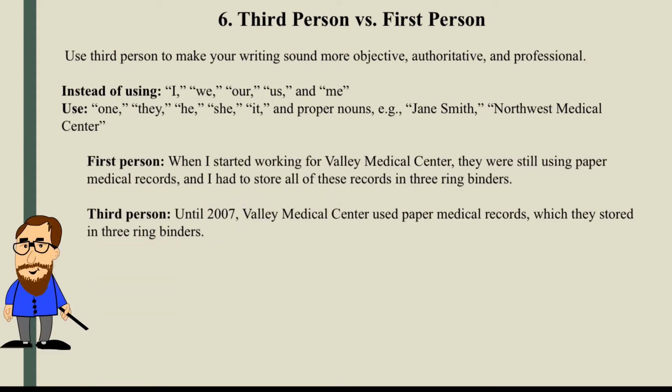If you take a look at this example here, the first person says, when I started working for Valley Medical Center, they were still using paper medical records, and I had to store all these records in 3-ring binders. Now, it doesn't sound very objective, it doesn't sound very authoritative, but when you turn to third person, it takes on those characteristics and becomes a bit more professional. Until 2007, Valley Medical Center used paper medical records, which they stored in 3-ring binders.